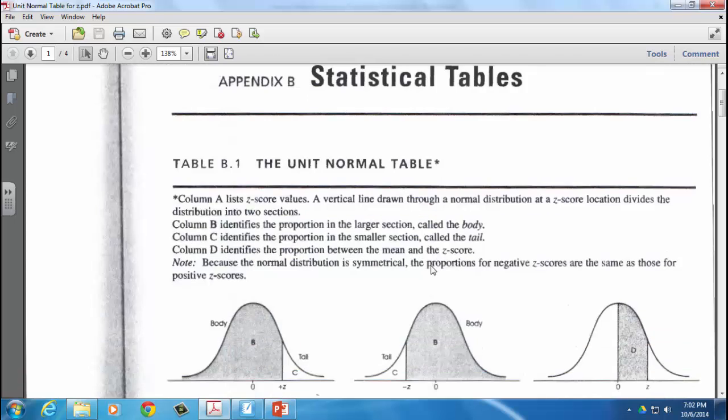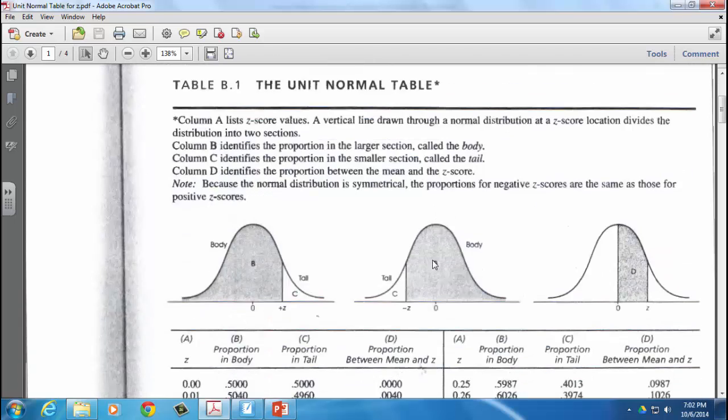So here is the unit normal table. And there are several different columns in the unit normal table, and I'm going to go through what each of them represent. The table actually provides a nice little picture of what is a body, what is a tail, what is a mean to z for column D, and what is a z-score, right, along the x-axis.